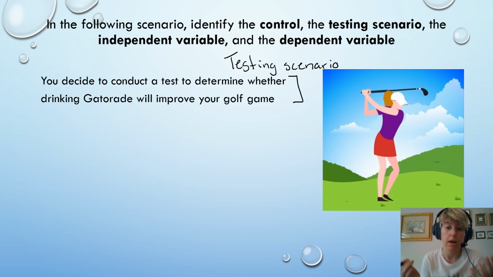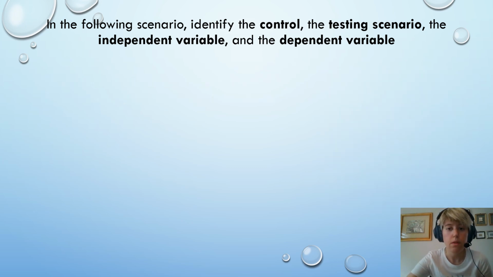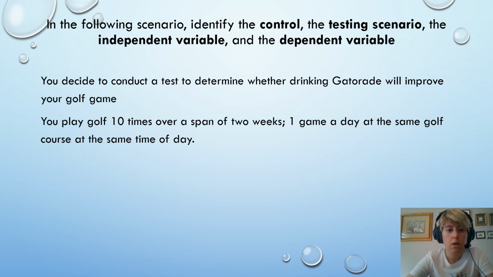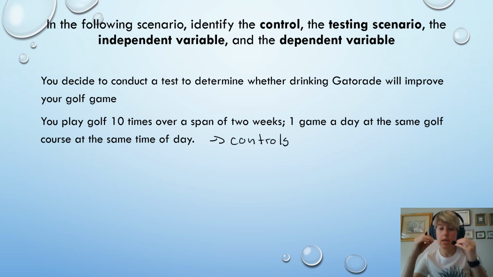And if after the experiment we find out that the golf scores with drinking water and the golf scores without drinking water are the same, then there is no noticeable difference between Gatorade and another liquid. So if we were golfing 10 times over a span of 2 weeks, and we played one game of golf at the same golf course at the same time of day every single time, all of these would be our controls. They're things that we are keeping the same between both of our experiments.